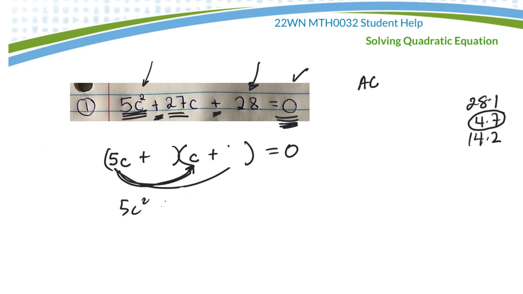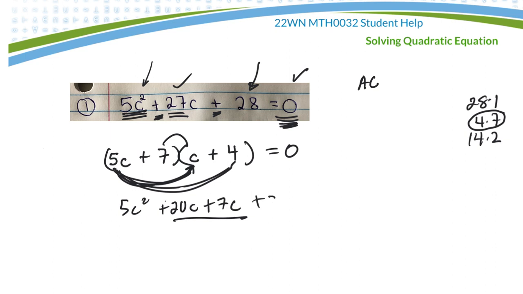So let's try the 4 here and the 7 there. Okay, 5c squared plus 20c plus 7c. Yeah, there I'm going to get the 27c plus 28. So this factorization that I did here is correct.